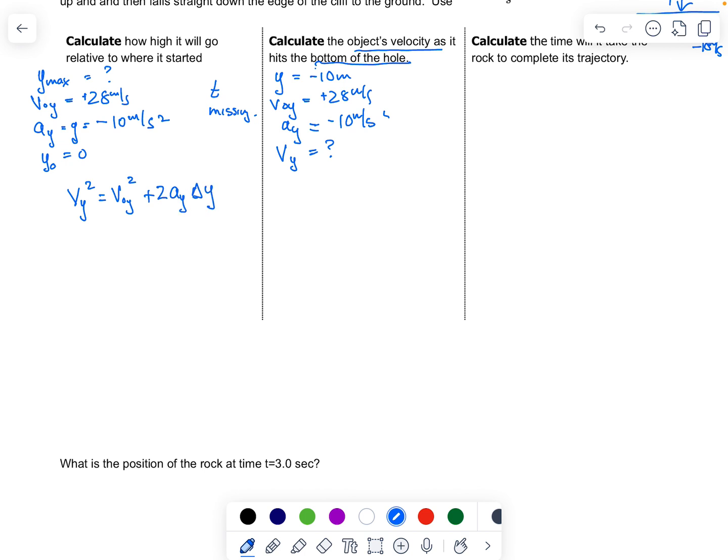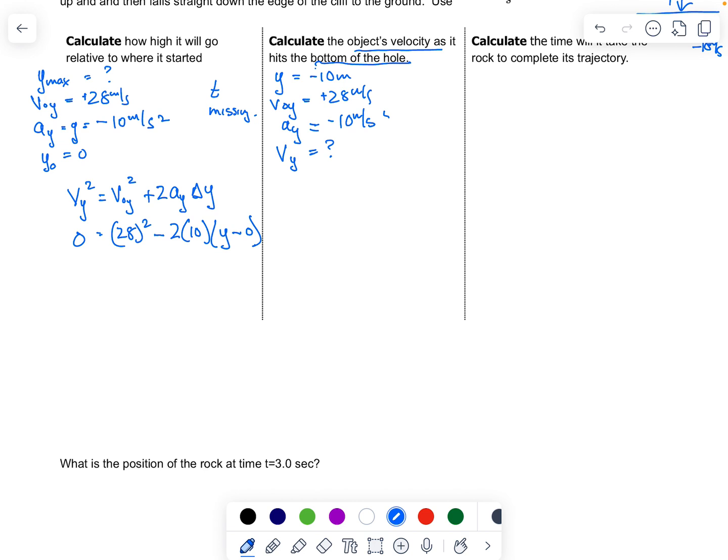Now I'm going to plug in my numbers that I know. So I have 28 squared here. My acceleration in the vertical direction is going to be negative, so I'm going to put my negative sign here. 2 times 10, so I've kind of factored that out. And then my change in vertical position is what I want to solve for. So it's my final minus my initial, which is going to be 0. And then my final velocity at the top is going to be equal to 0.